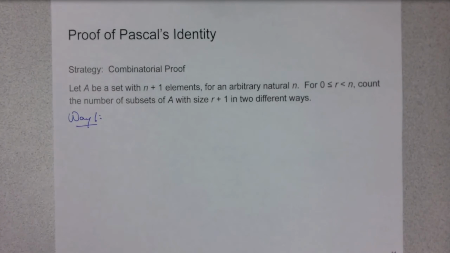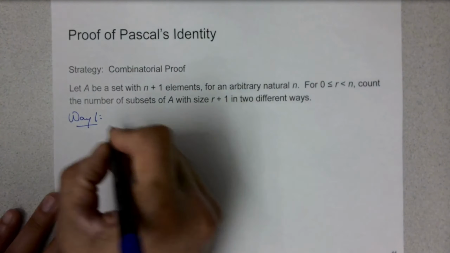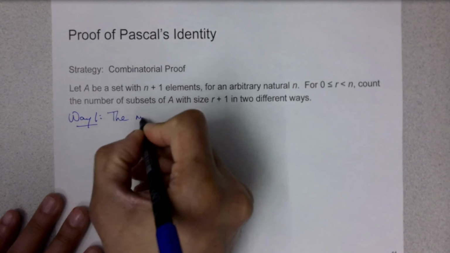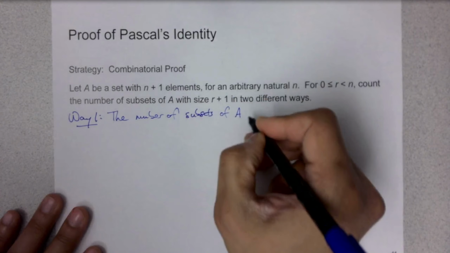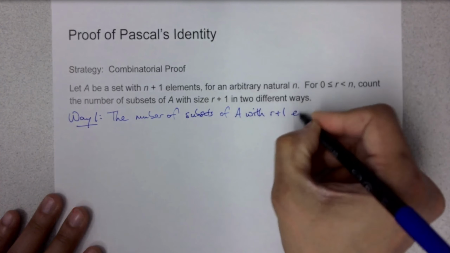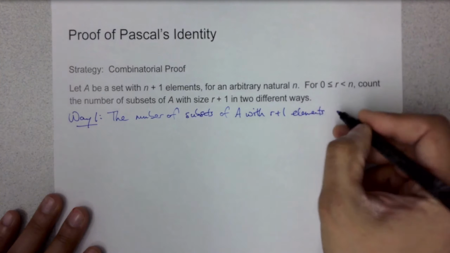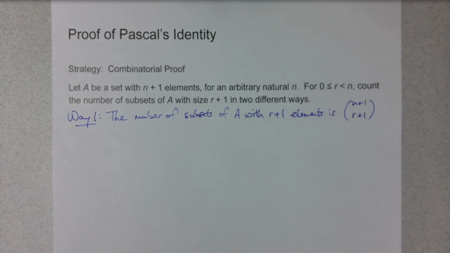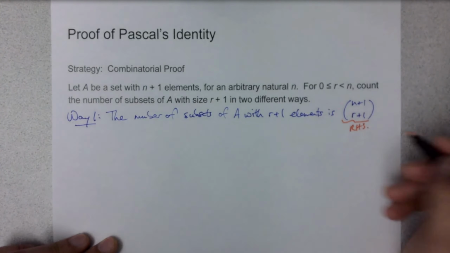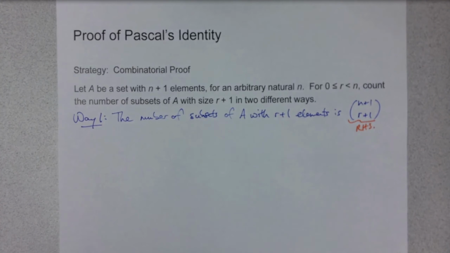Okay, here are two different ways. One, we could just do n plus 1 choose r plus 1. The number of subsets of A with r plus 1 elements is n plus 1 choose r plus 1. Okay, this is the right hand side. That's the easy way.